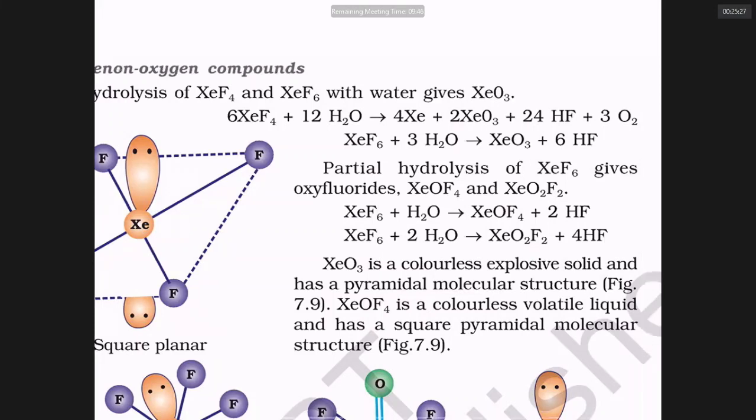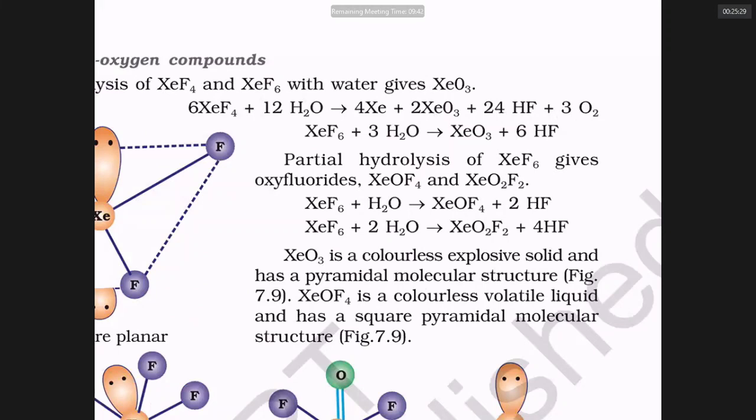Disproportionation. Notice XeF4 can undergo disproportionation. Only XeF4 undergoes disproportionation. When XeF6 undergoes hydrolysis, you are getting XeO3. XeO3 means xenon is +6. In XeF6 it is +6, in XeO3 also +6. It is not oxidation. It is not reduction. Simply hydrolysis. Only XeF4 undergoes disproportionation. Students should practice these reactions.